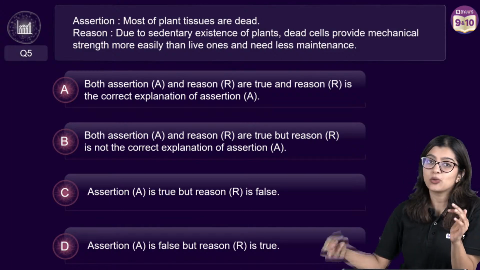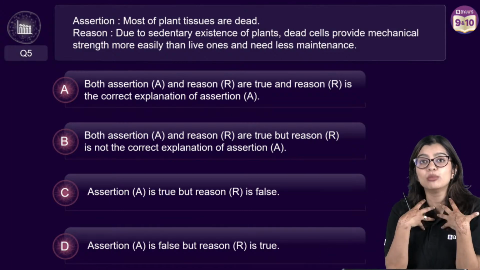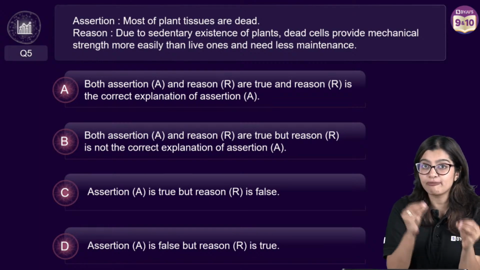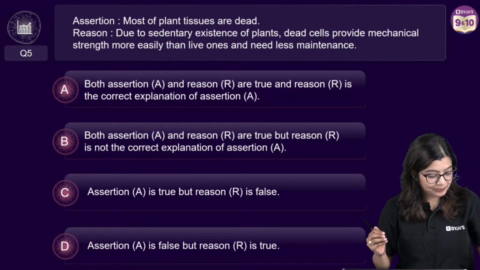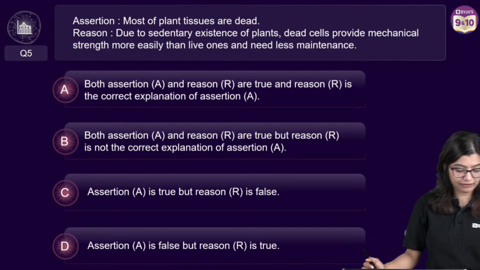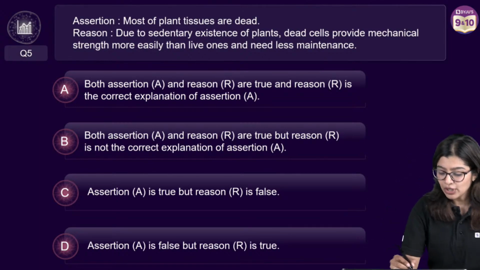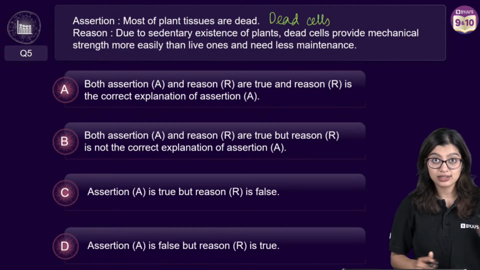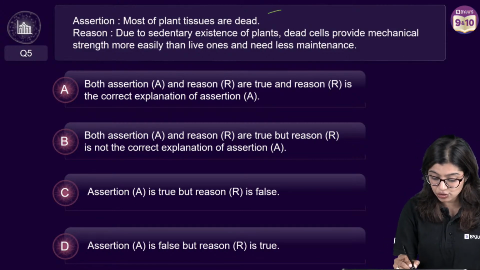That means that when compared to a human being or an animal, the percentage of dead cells that we find is more, right? So we find more number of dead cells in plants. So yes, this statement is true.